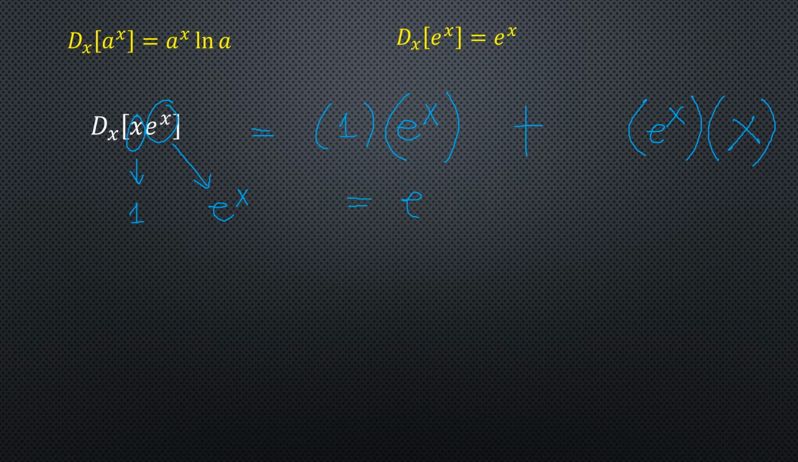So we now have e raised to x plus x e raised to x, and they are factorable, so bring out e raised to x and multiply that to 1 plus x. But then you can have this as your final answer, or you can also have the other.